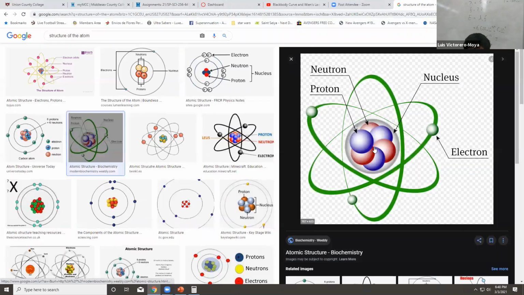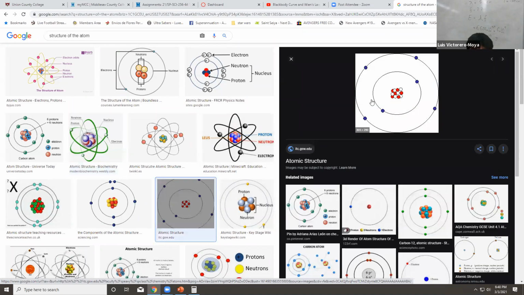Well, let me tell you guys that this is totally wrong. This was accepted up until the 1980s, 1990s. However, thanks to Feynman, Schrödinger, thanks to the current developments of quantum physics, now we know that there are not really orbitals. This model is an extrapolation of the Bohr model of the atom, which was this here.